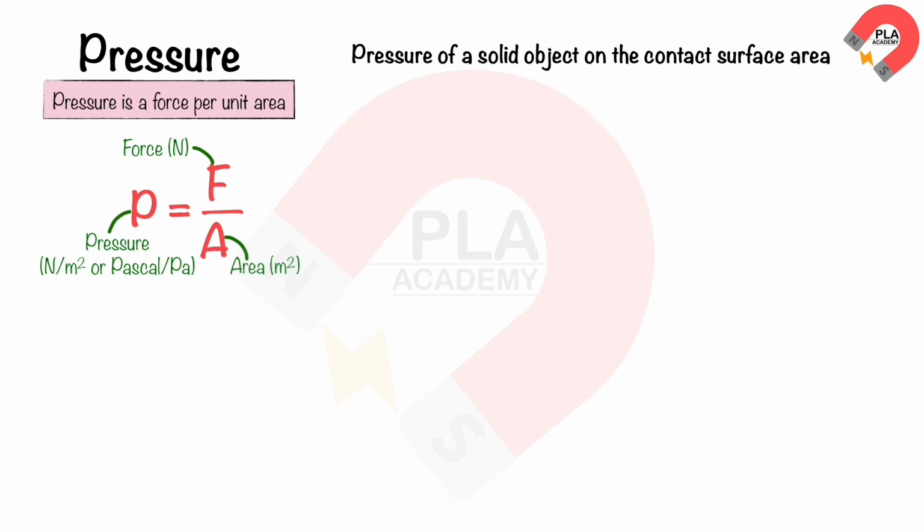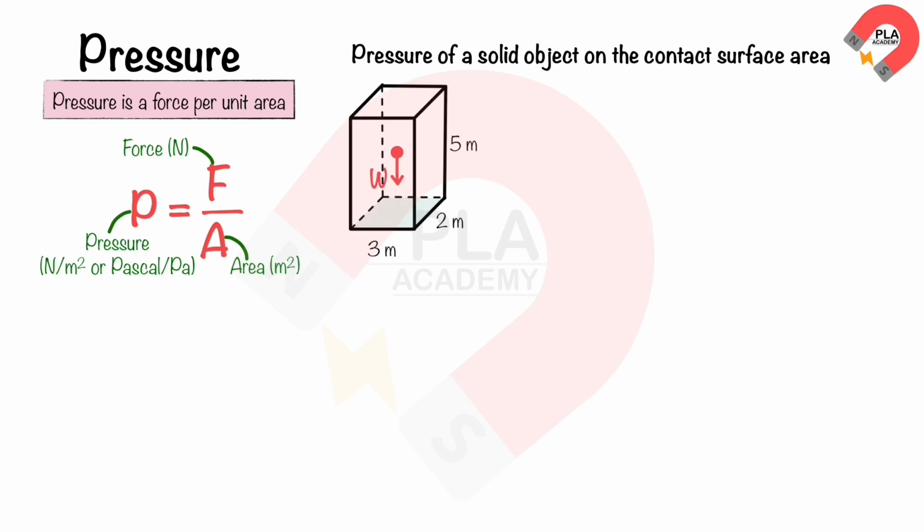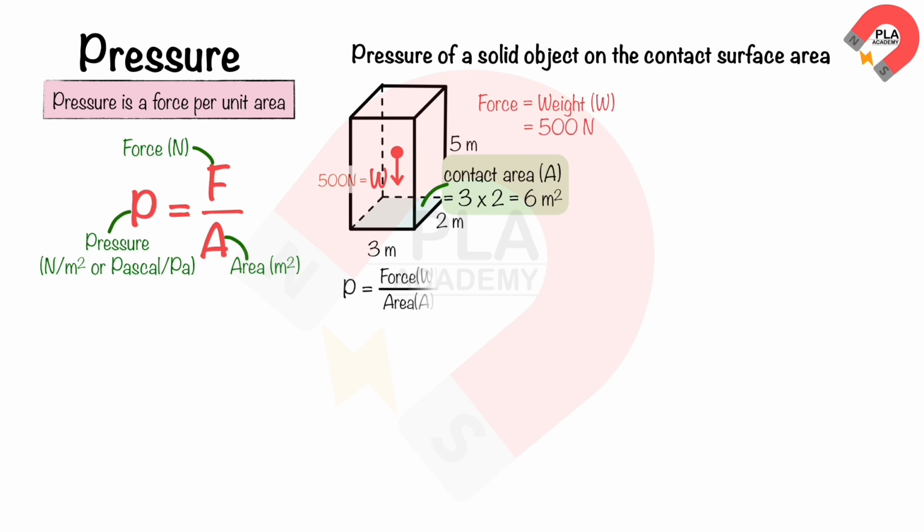Pressure of a solid object on the contact surface area. A cuboid solid has dimensions of 3 meters, 2 meters, and 5 meters. It is laying on the contact surface, and its weight of 500 newtons exerts on the contact surface area of 3 meters by 2 meters. The contact surface area is 3 times 2, which equals 6 meters squared. The force is the weight of the cuboid. The pressure can be calculated using force divided by area. So, the pressure is 500 divided by 6, which equals 83 pascals.